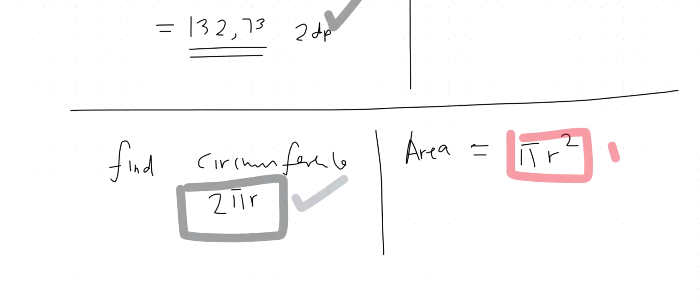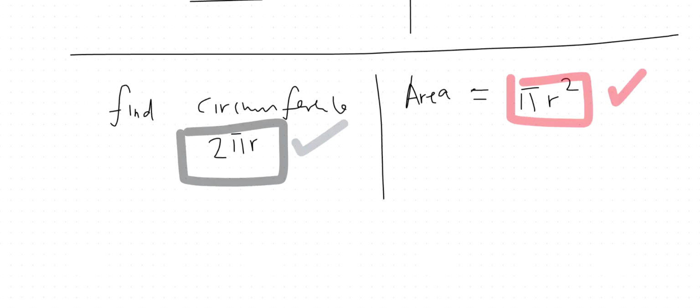So this is what you just need to know when you're finding either the circumference or the area of a circle when there is a given radius.